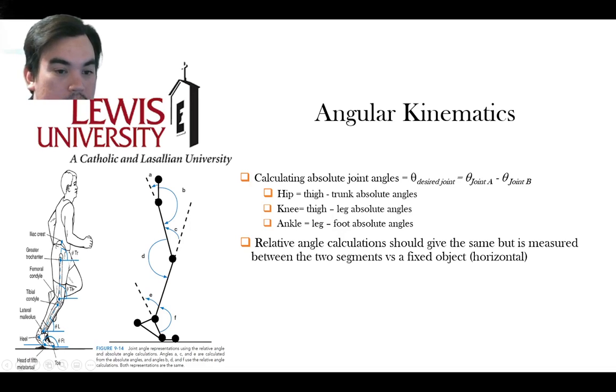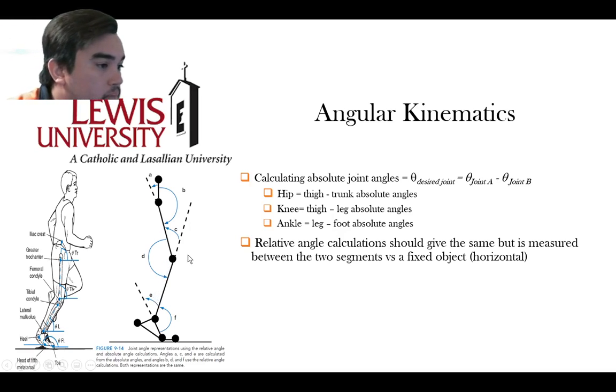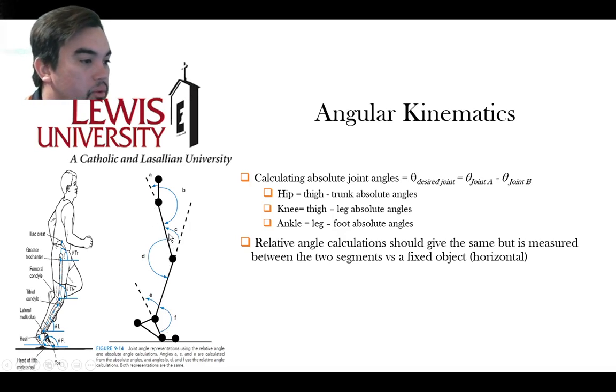Okay. So relative angle calculations should give you the same, but it's measured between two segments versus a fixed object. So we look here, right? And now you look at angle B, angle D down here, and angle F down here. Okay, and you notice that these angles are a little bit more familiar to us, right?